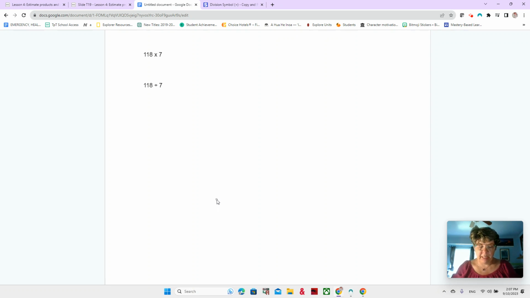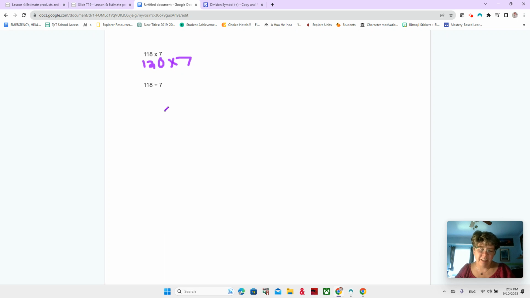What expression can we use to estimate the product of 118 and 7? 118 and 7, we could use, right? We're looking for the product, so that's going to have to be multiplication, right? And we wanted to analyze this. We could use 120 times 7. That's a lot of what we've been working on so far in lesson 4, right?